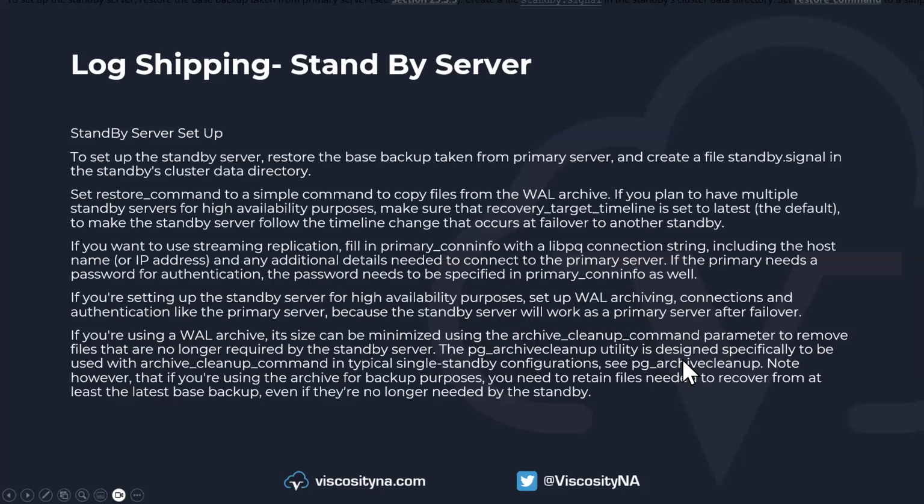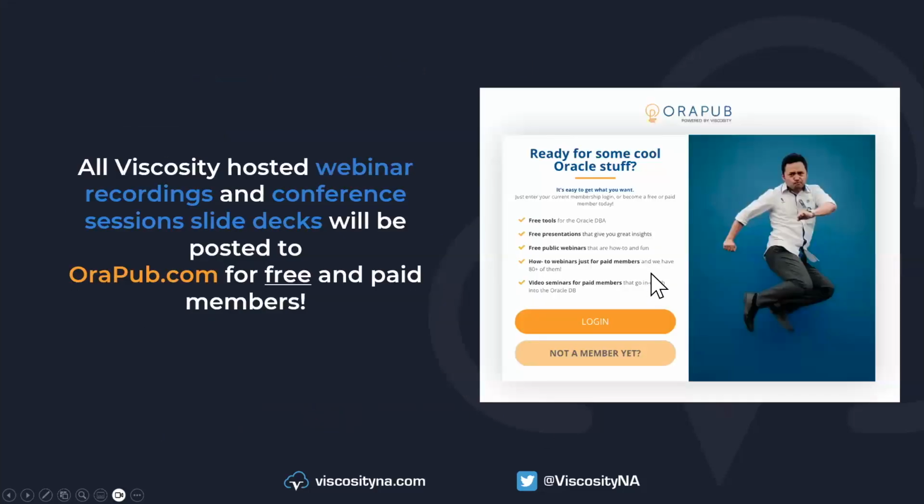The pg_archivecleanup utility is designed specifically to be used with archive_cleanup_command and typical single standby configurations. Note, however, that if you're using the archive for backup purposes, you need to retain files needed to recover from at least the latest base backup, even if they're no longer needed by the standby.